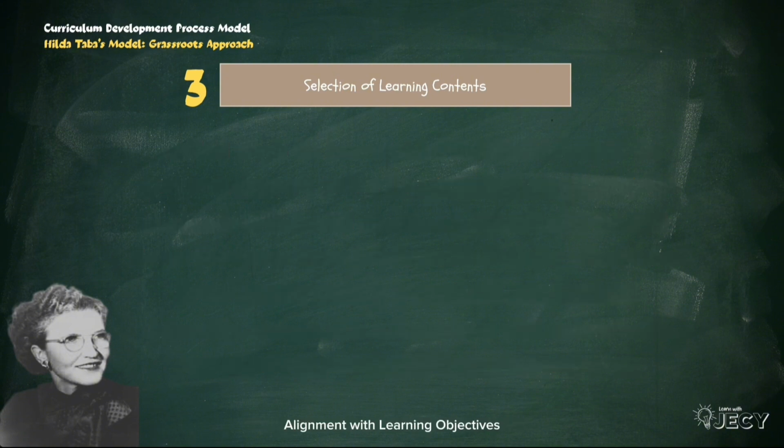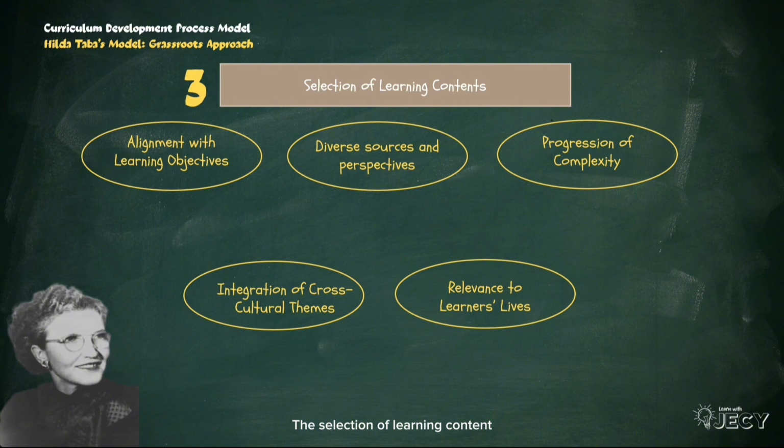Alignment with learning objectives. The selection of learning content must align closely with the identified learning objectives. Educators should ensure that the content chosen directly contributes to the attainment of the desired outcomes. Each piece of content should be relevant, meaningful, and necessary for students to achieve the specified learning objectives.